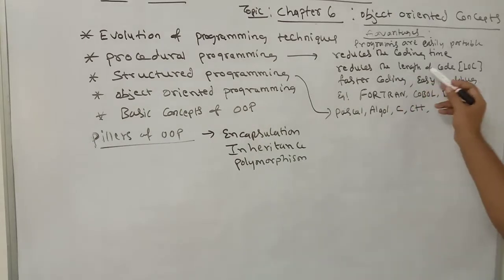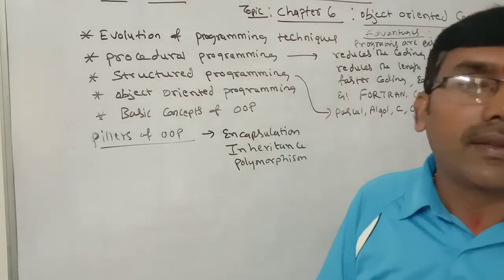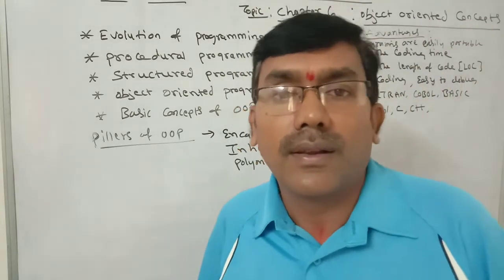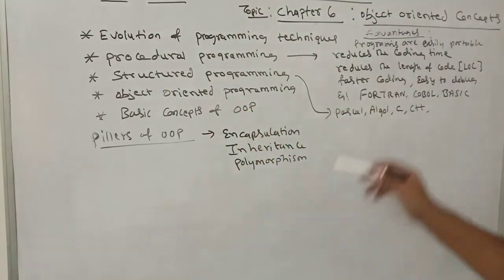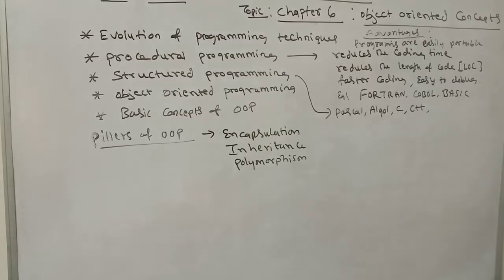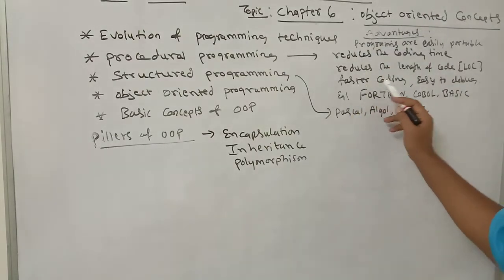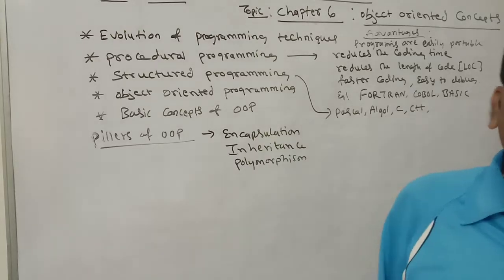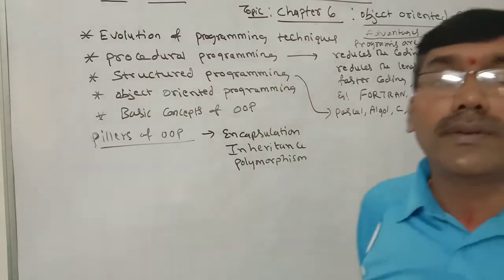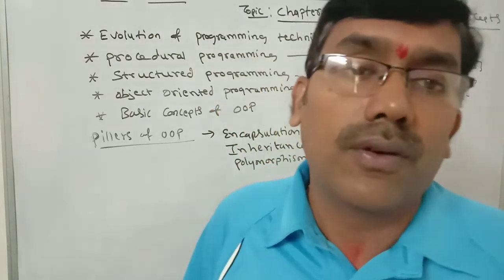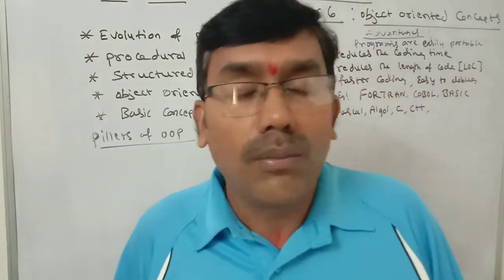Next, reduces the length of code, or lines of code as we call it, LOC. Each program can contain any number of lines. We already discussed this in the last class. Okay, reduces the length of code. Then you can write faster coding, easy to understand. Then easy to debug. Bug means error in a program. Debugging means finding and correcting the errors. They ask each of these for one mark.